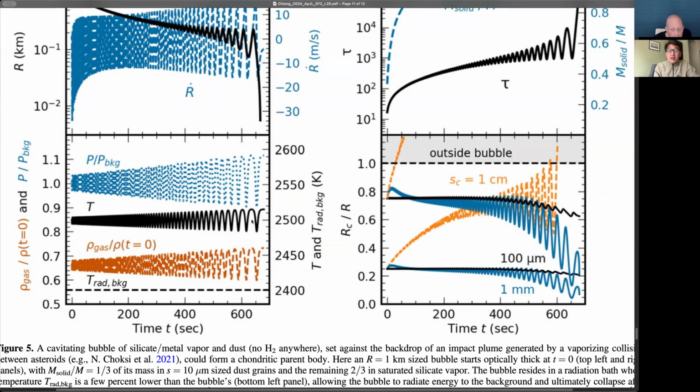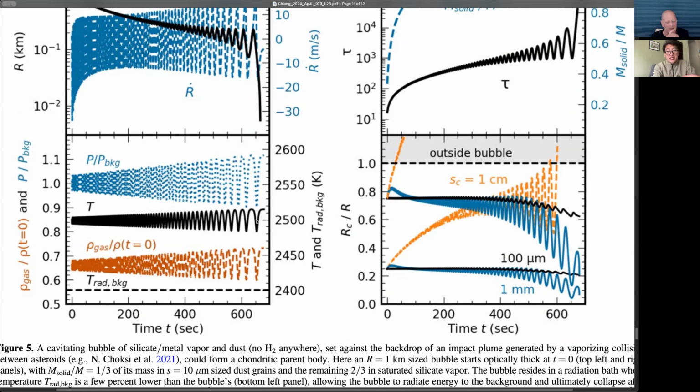One thing I will note is if you look at the black curve, which is temperature, that's the temperature inside the bubble. And then I rig the background so that the background radiation temperature stays lower. I need that because I need the bubble to lose photon energy. Otherwise, it's not going to go down. Otherwise it's not going to shrink.